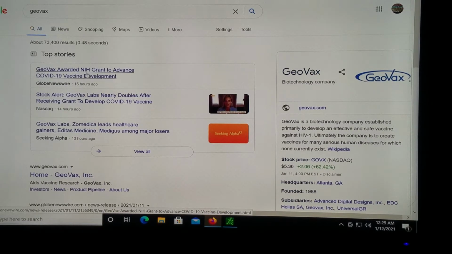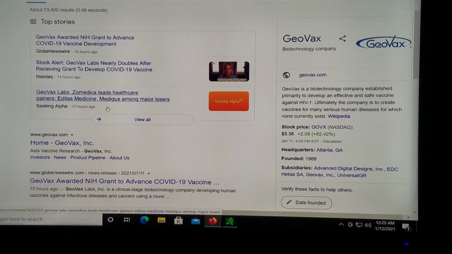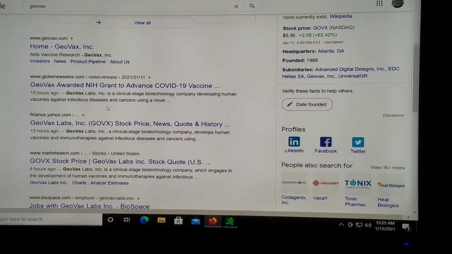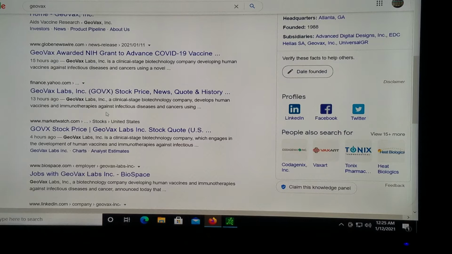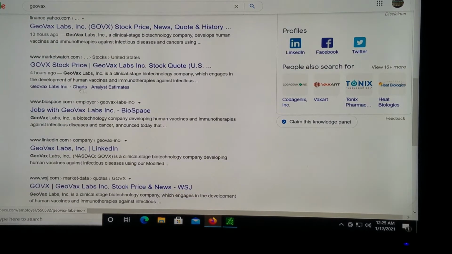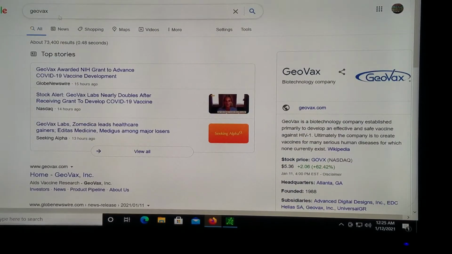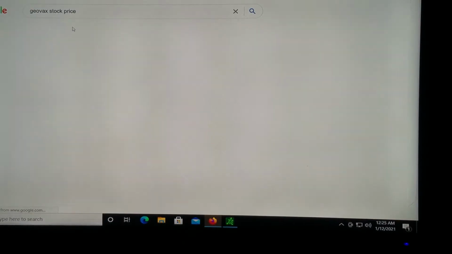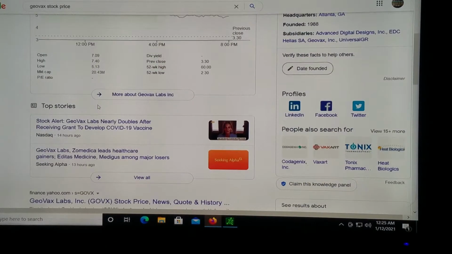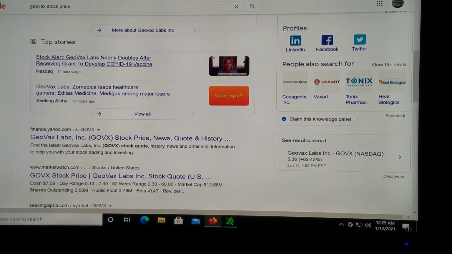13 hours ago, awarded NIH grant to advance COVID-19 vaccine development. I see. So 13 hours ago, now I stumble upon it in my watch lists. 4 hours ago, GeoVax. Nearly doubles after recent grant to develop COVID-19.